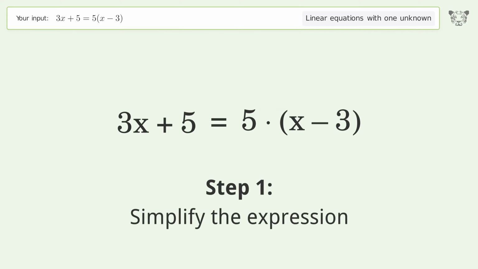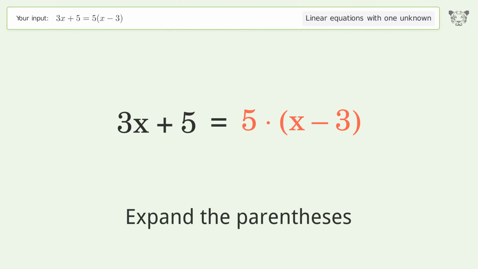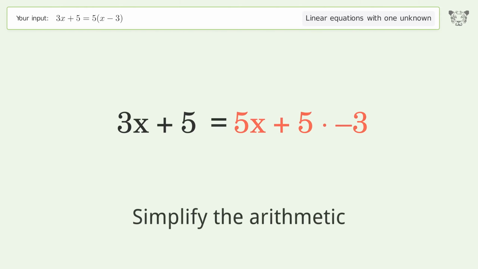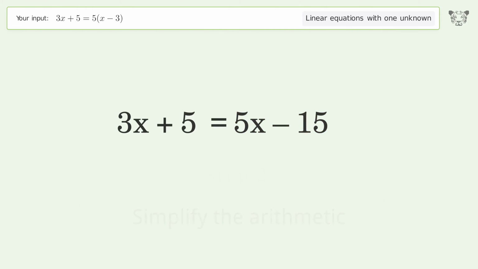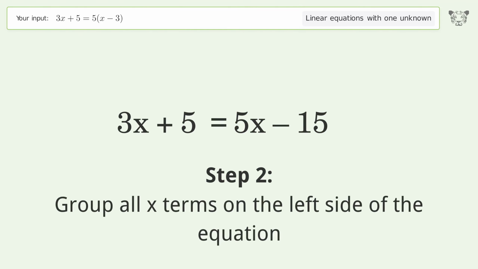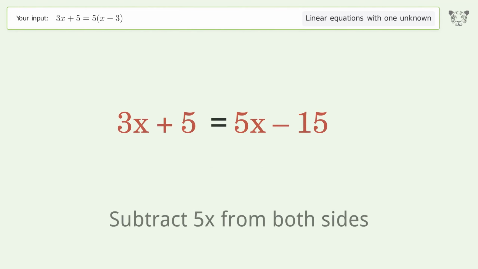Simplify the expression. Expand the parentheses. Simplify the arithmetic. Group all x terms on the left side of the equation. Subtract 5x from both sides.